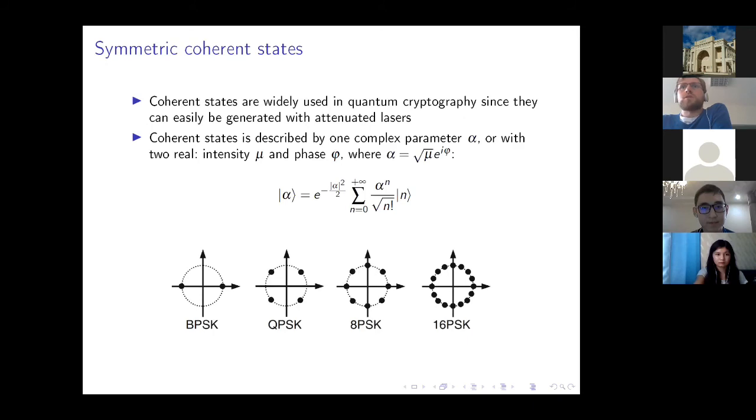Coherent states are widely used in quantum cryptography. They are easy to generate, and they can be generated with attenuated lasers. And we can use phase shift coding to set the proper phase to send the proper signal to Bob. They are described by one complex parameter, which consists of intensity and phase, that is, two real parameters. Here are four possible choices for the symmetric coherent states configuration, which consists of several symmetric states.